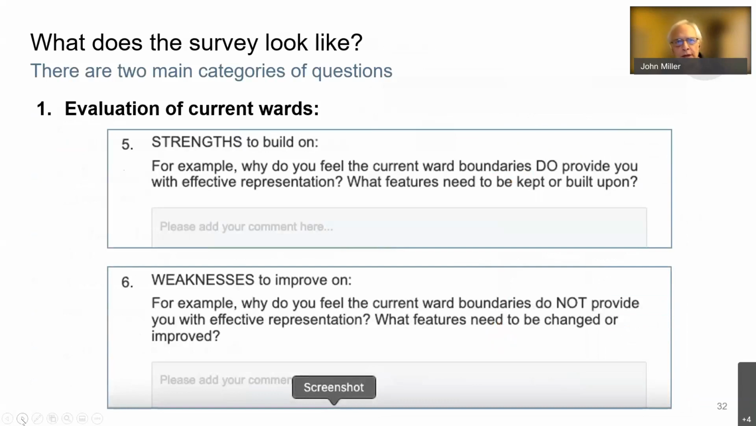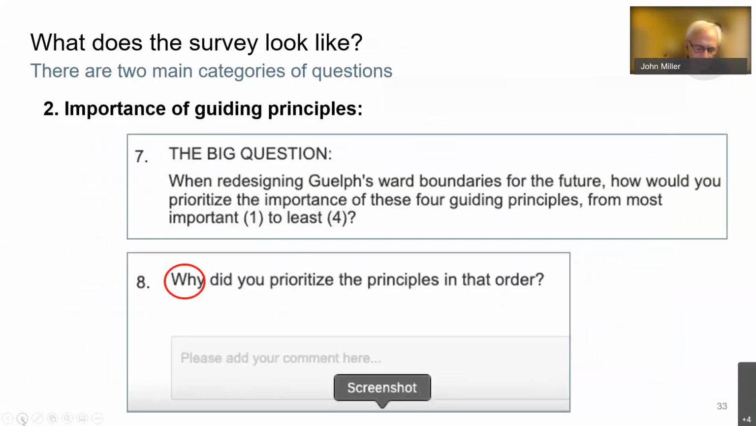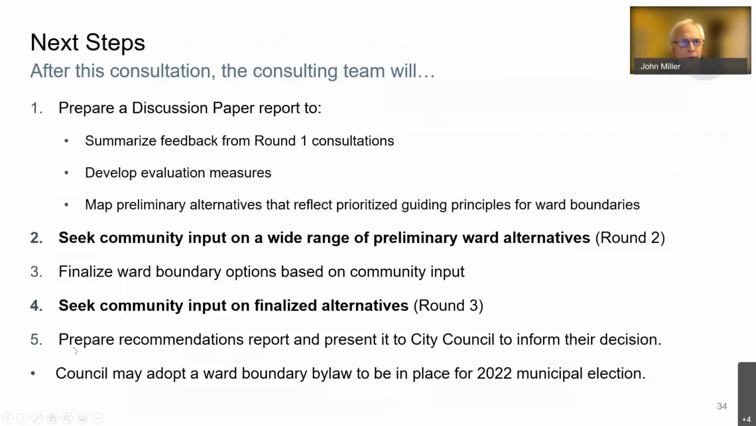When you take the survey, this is just a little screenshot of the kinds of questions you're going to be asked. So this is strengths that we can build on for the current ward boundaries, and there are the weaknesses that need to be improved. When we say improved, it means you get more effective representation. And then the big question is, how would you rank those four guiding principles, and why? Why would you prioritize them the way you did? Sometimes when you just pick the ranking, it doesn't quite say enough for you, and you need that extra space to say why. And that will help inform the next step.